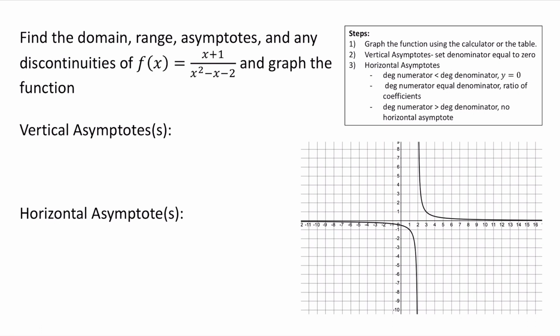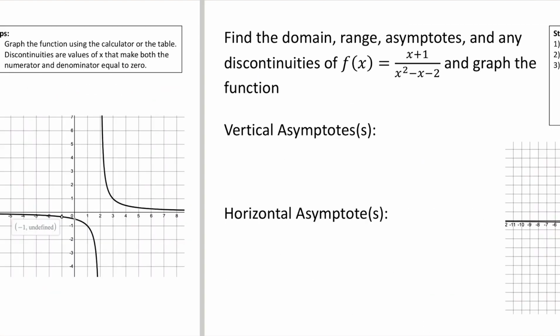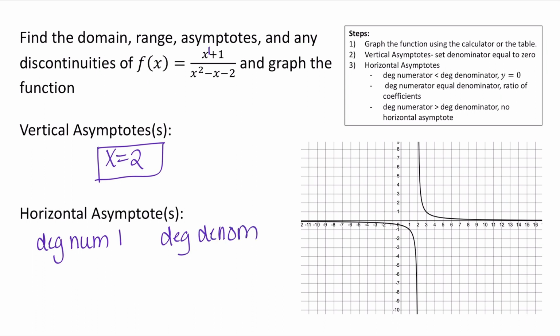So let's talk about vertical and horizontal asymptotes. Back here we already found the vertical asymptote. That is going to be at x equals 2. And now let's talk horizontal asymptote. We need to think degree of numerator, degree of denominator. In this case, the degree of the numerator is 1 and the degree of the denominator is 2. So degree of numerator is less than degree of denominator, and that tells us that we have a horizontal asymptote at y equals 0. So now we have all this information.